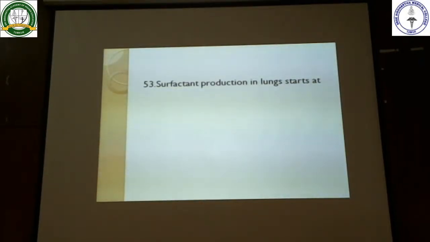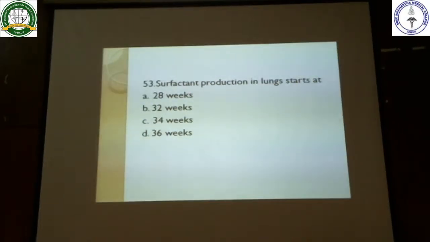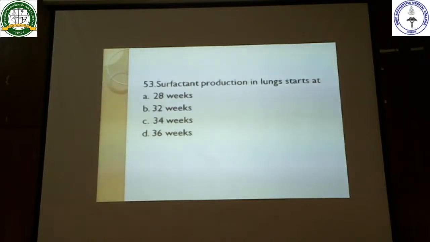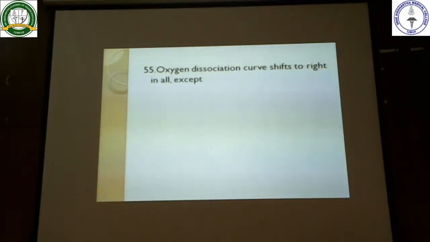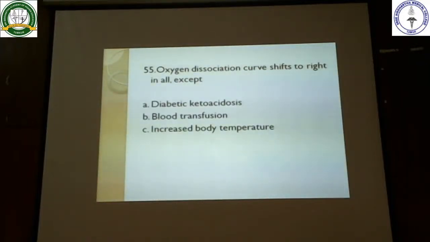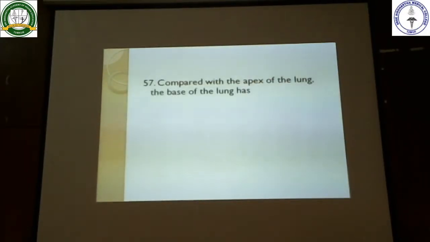Surfactant production in lungs starts at 28 weeks of intrauterine life, 32 weeks, 34 weeks, or 36 weeks. So it usually starts at around 28 weeks of intrauterine life. Oxygen dissociation: which will shift the curve to the right and increase 2,3 DPG? Diabetic ketoacidosis, increased body temperature and increased 2,3 DPG level shift the OD curve to the right side, except the blood transfusion. So the answer is blood transfusion.